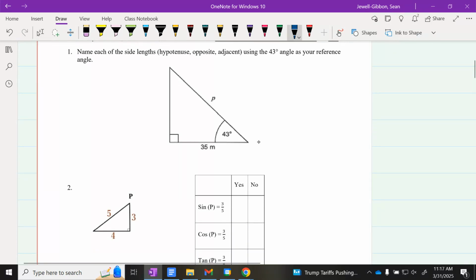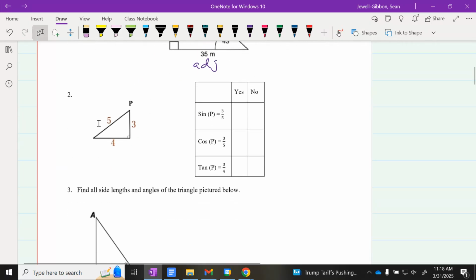Alright, so first one here, all you're asked to do is label the hypotenuse, which is here, the longest side directly across from our 90-degree angle. The opposite side is the one that is just on the opposite side from our reference angle. And then our adjacent side is our other one here that touches the angle. Alright, that's all we're doing on the first one.